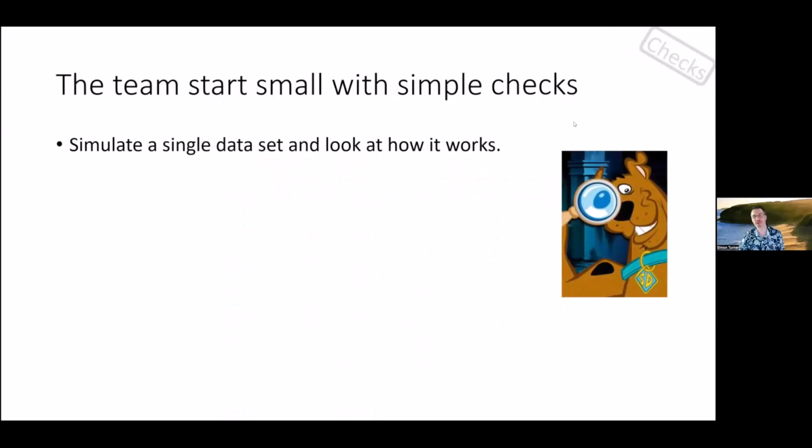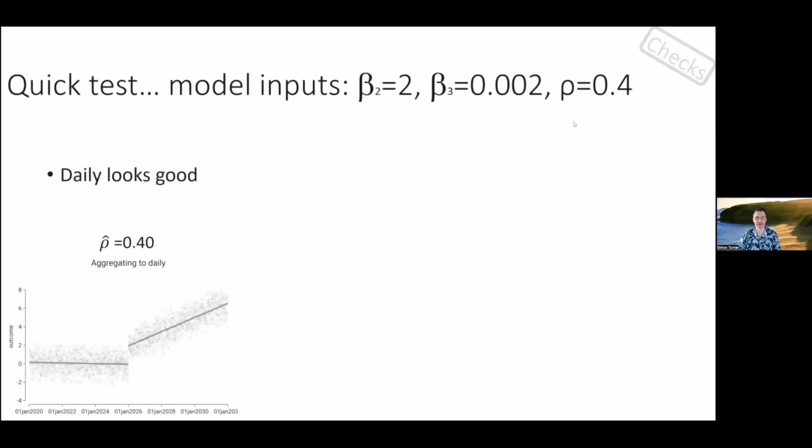Now, before I show you the results of which statistical methods work best, I always take the time to run through and check that my data has been generated correctly. So let's do a quick test here. My model input was a level change of 2, that's beta 2, a slope change of 0.002, that's beta 3, and an autocorrelation of 0.4. And the graph comes up and it looks just right. We've got the autocorrelation estimation, the same, perfect, a level change of 2, and then we've got our slope change.